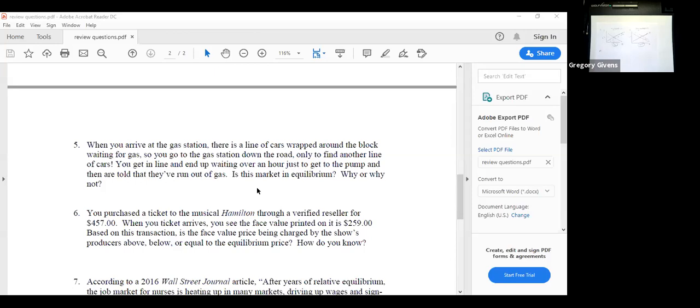When you arrive at the gas station, you can't see that, can you? When you arrive at the gas station, there is a line of cars wrapped around the block waiting for gas. So you go to the gas station down the road, only to find another line of cars. You get in line and end up waiting over an hour just to get to the pump, and then are told that they've run out of gas. Is this market in equilibrium? Why or why not?